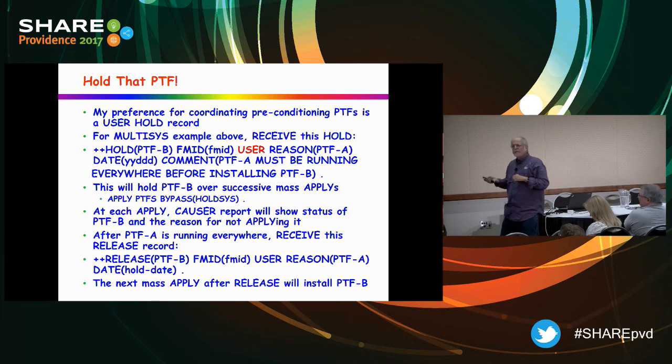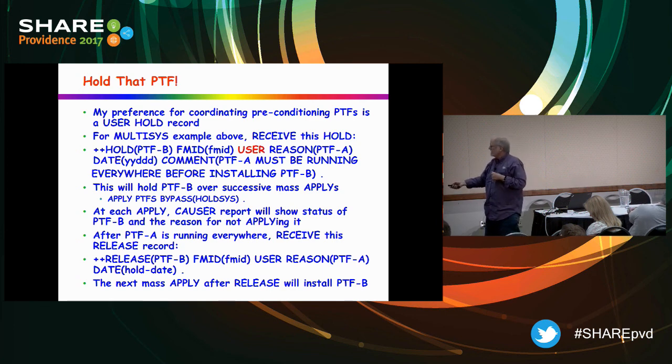Now, once you know the PTF-A is out there and running, you've migrated it, it's where it needs to be, then you put in a release of that PTF, and the syntax is release. You need the FMID again, also a user, and you need to specify the reason and the hold date. And that will remove that hold on PTF-B. The next apply will put that PTF on.